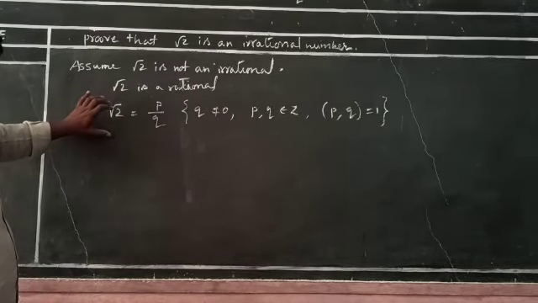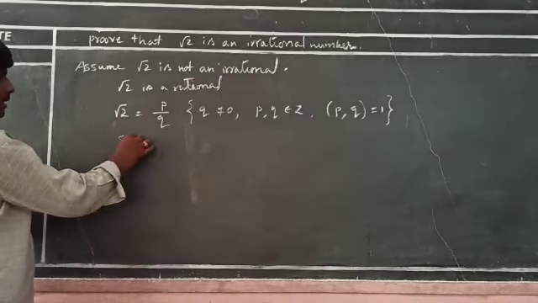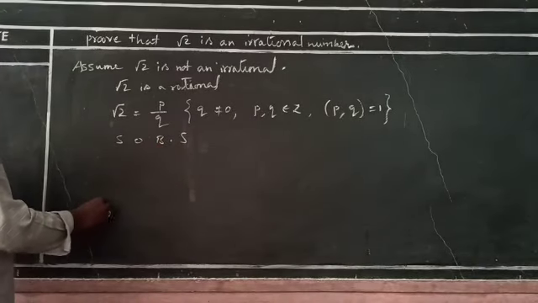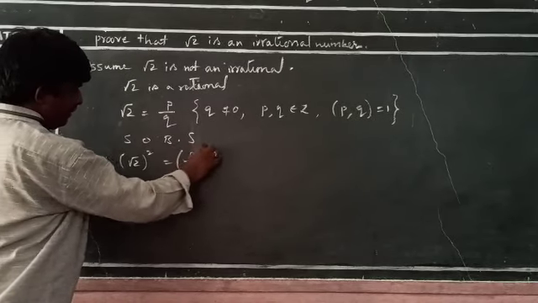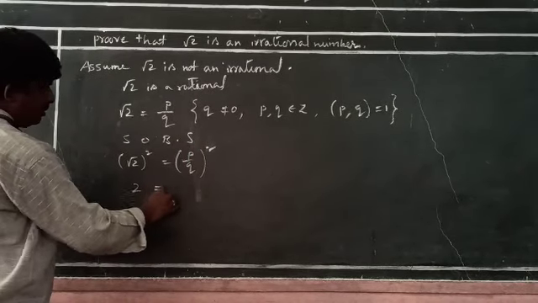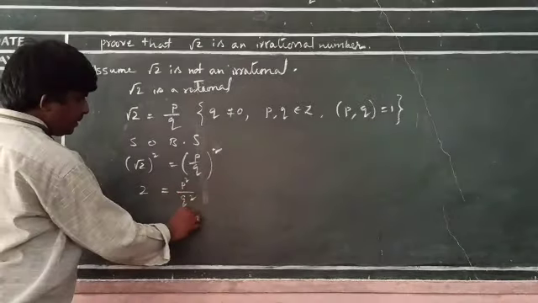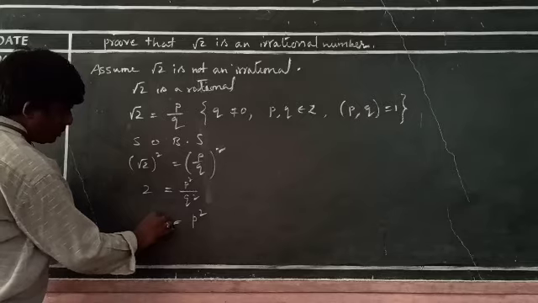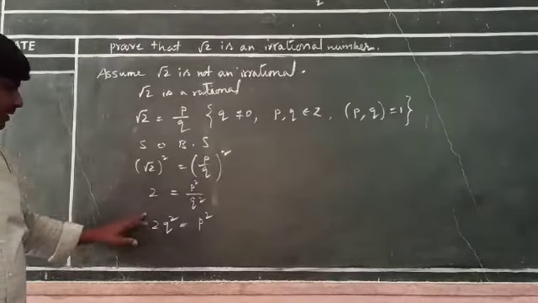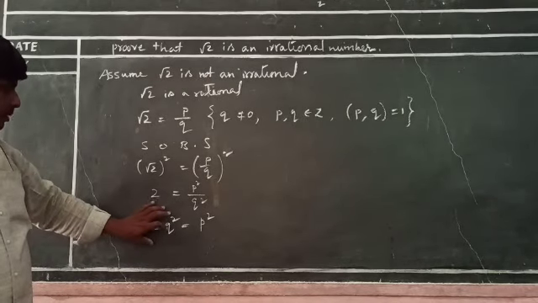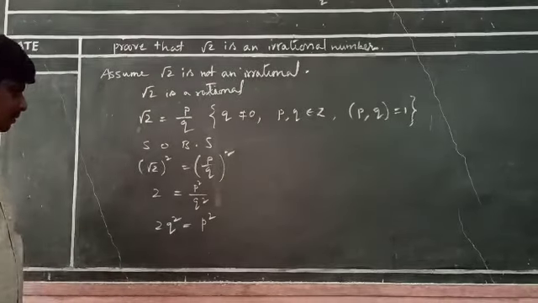Okay. Next, eliminate this square root. How do we eliminate this square root? By squaring on both sides. On squaring both sides, we get root 2 whole square is nothing but p by q whole square. Root 2 whole square is nothing but 2, and on the right, p square by q square. On cross multiplication, we get 2q square as p square. It is clear 2q square is even, means multiples of 2. Multiples of 2 are always divisible by 2. Means p square is divisible by 2.